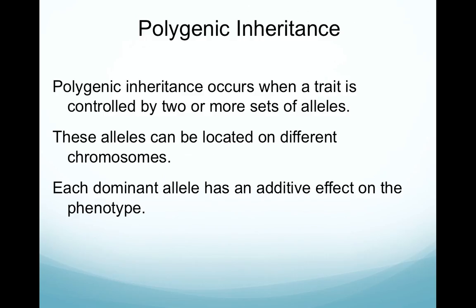The last type of inheritance we're going to talk about in this chapter is called polygenic inheritance. In polygenic inheritance, a trait is controlled by more than one set of alleles. The alleles can be found on different chromosomes, and each dominant allele can have an additive effect on the phenotype, or make the phenotype more obvious or stronger.